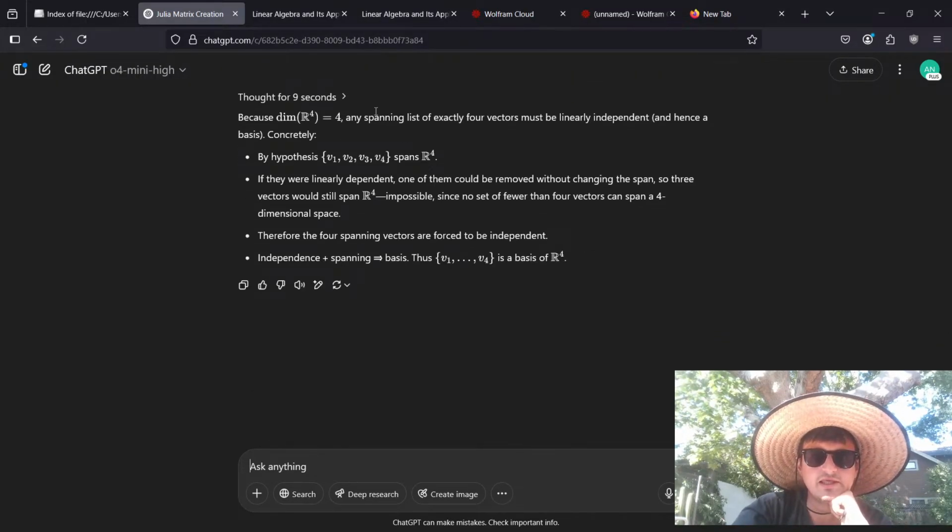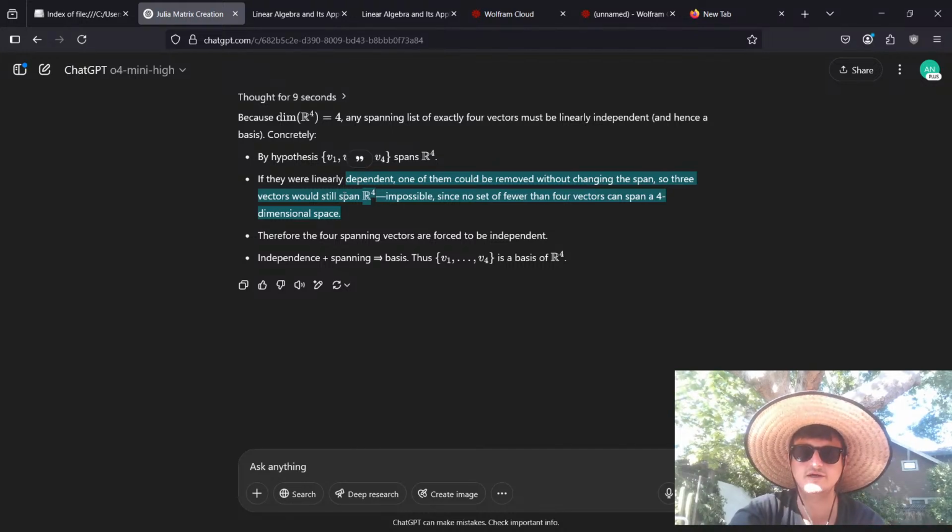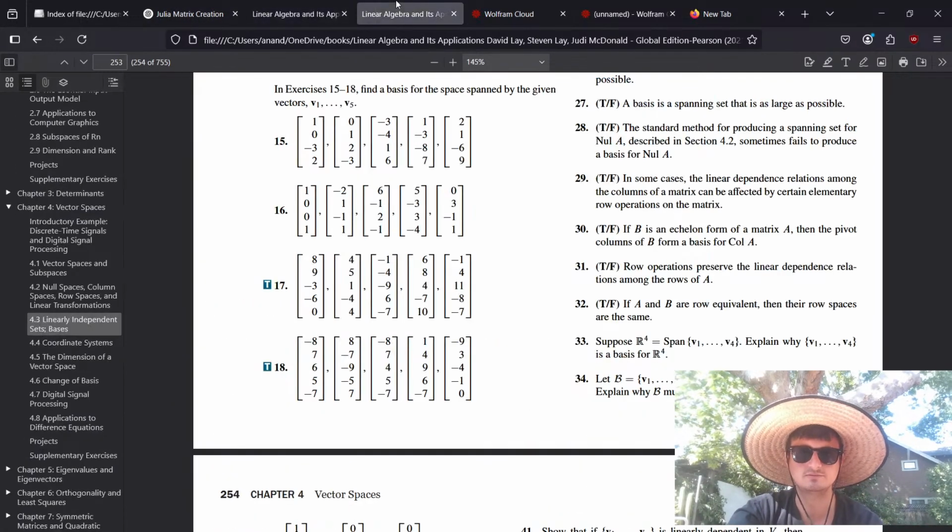Okay. Any spanning list of exactly 4 vectors must be linearly independent, because the dimension of R4 is 4. Yeah, okay. If they were linearly dependent, one of them could be removed, and it would still span R4. Impossible, since no set of fewer than 4 vectors can span a 4-dimensional space. Okay, so it was what I said.